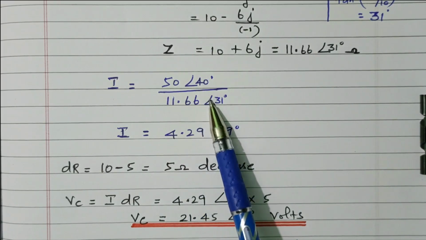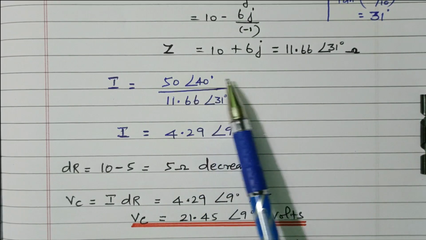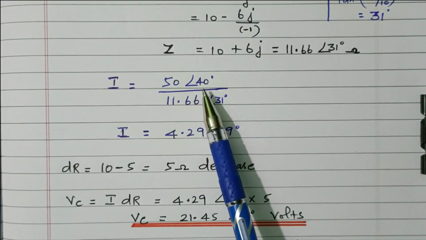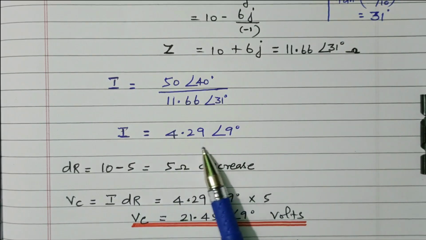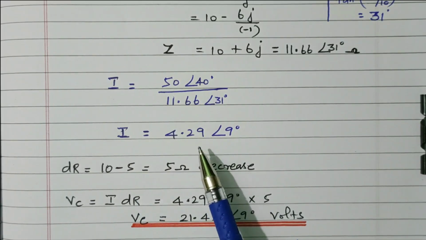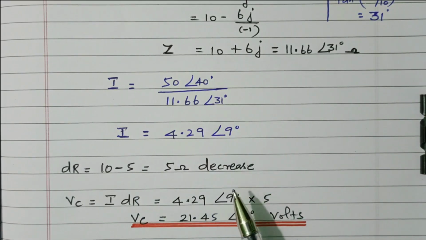Angle divided means you have to subtract. 40 minus 31 is 9 degrees. Multiplication means the angles are added. Division means angles are subtracted. So this is the current, the current in the original circuit. Magnitude 4.29, angle 9 degrees.